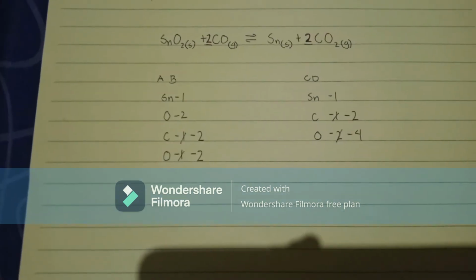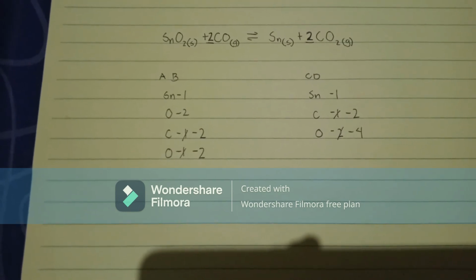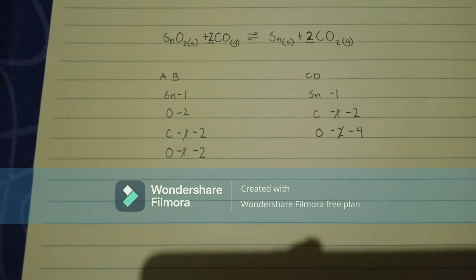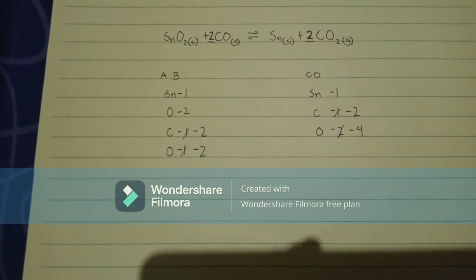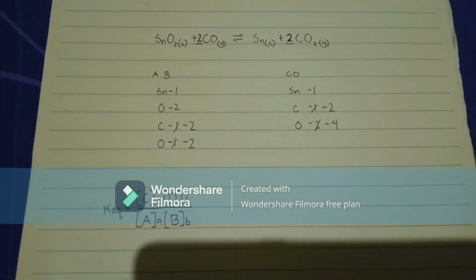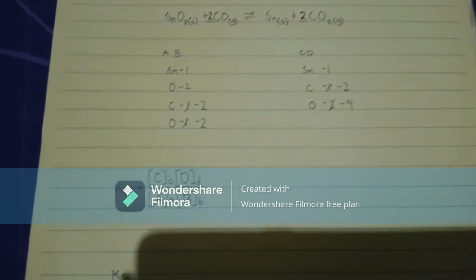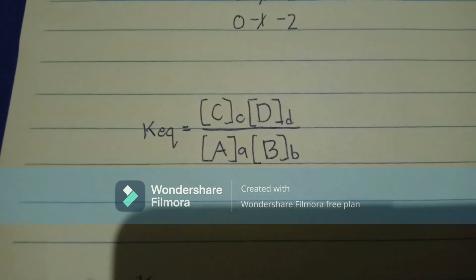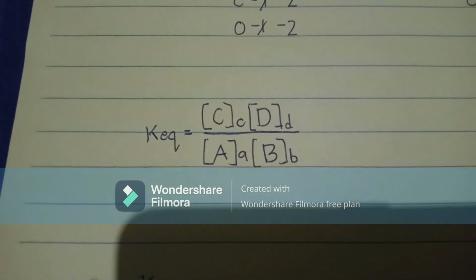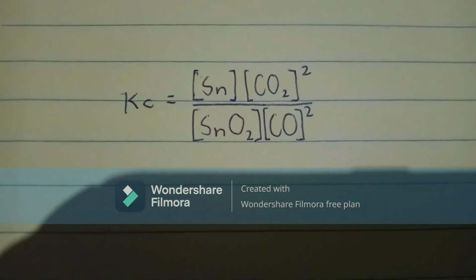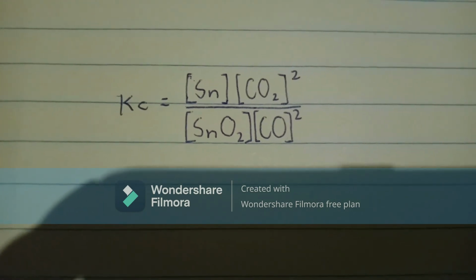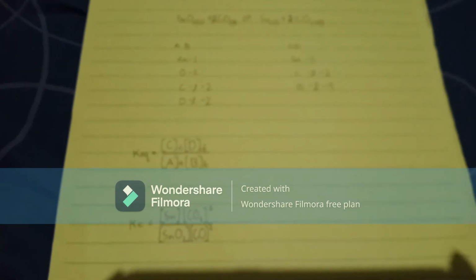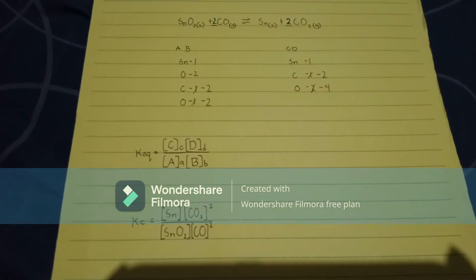Then we will have 2 for C, 2 for O, and for our product side we have 2 for C and 4 for O. Then we will have this general equation, and what we will do next is to substitute. Then after we substitute, we will end up with this final equation, and that's our final answer. This is our whole process.